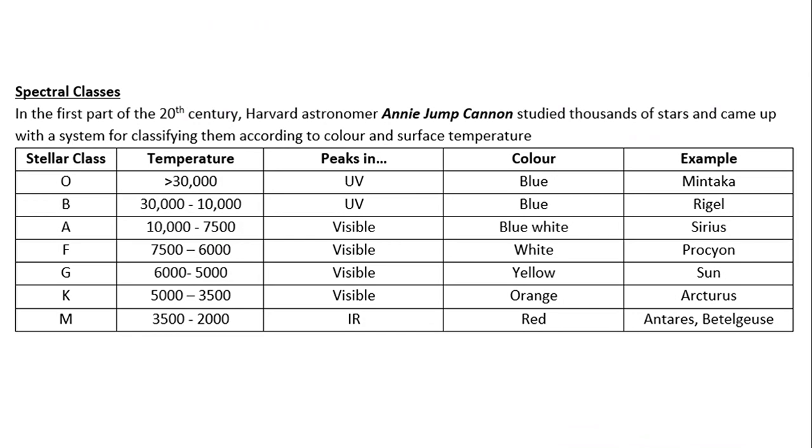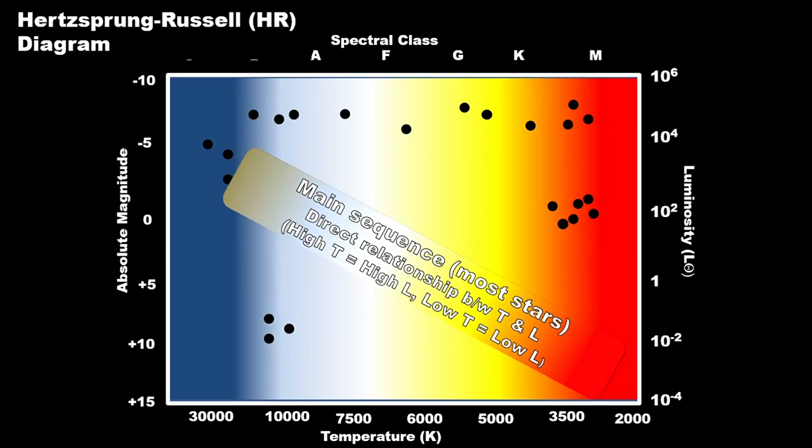Astronomers, we saw, use this to establish spectral classes for different kinds of stars based on their surface temperatures. We had the spectral classes O, B, A, F, G, K, and M in decreasing temperature. And we saw that these stars come in different colors and they peak in different kinds of electromagnetic radiation.